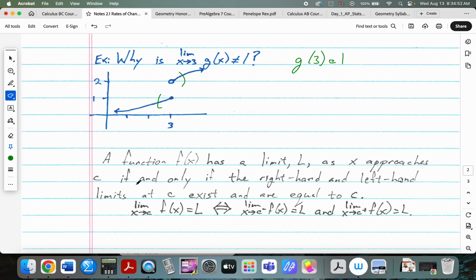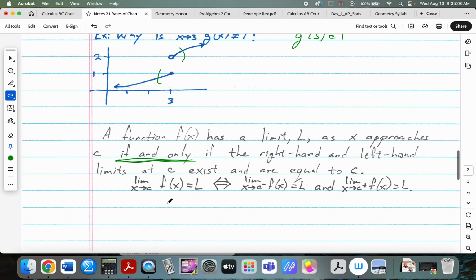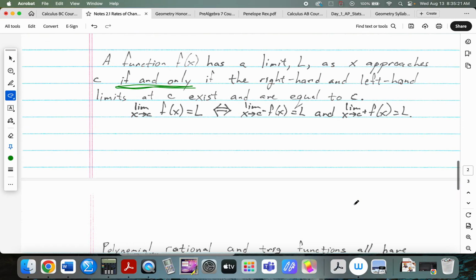So a function f of x has a limit, capital L, as x approaches c, if and only if. You may or may not remember from geometry, if and only if means it needs to go in both directions. If the right hand and left hand limits at c exist and are equal to L. So when we say the limit as x approaches c of f of x is L, we're saying both the left hand and the right hand limits as x approaches c of f of x are equal to L as well. Both sides have to agree.